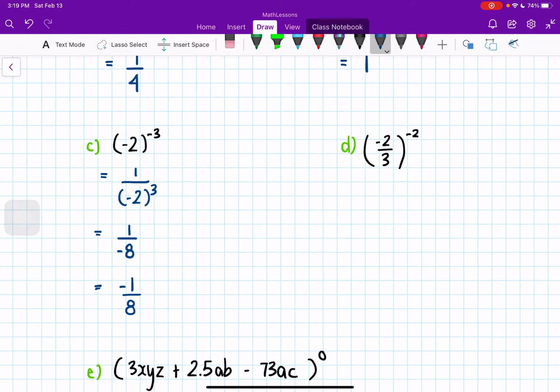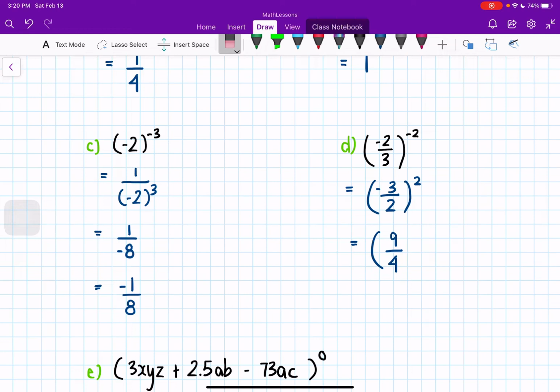So here now we have a fraction to a negative power, which means I can invert the fraction, but I don't need to take the negative with me. The negative can just stay there, and that becomes a positive fraction. And we can look at this simply as negative 3 over 2 times negative 3 over 2, which gives me 9 over 4.